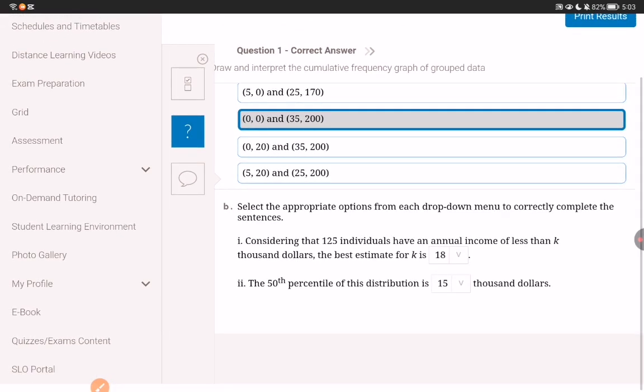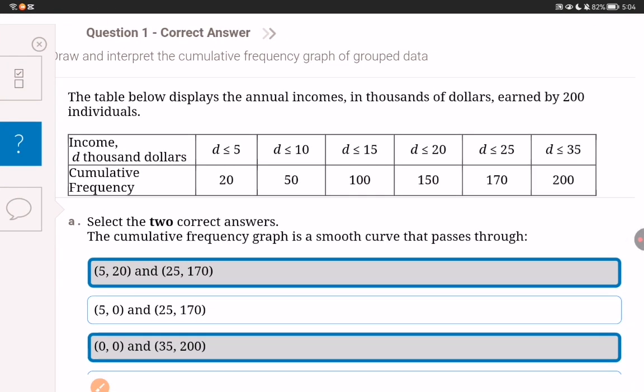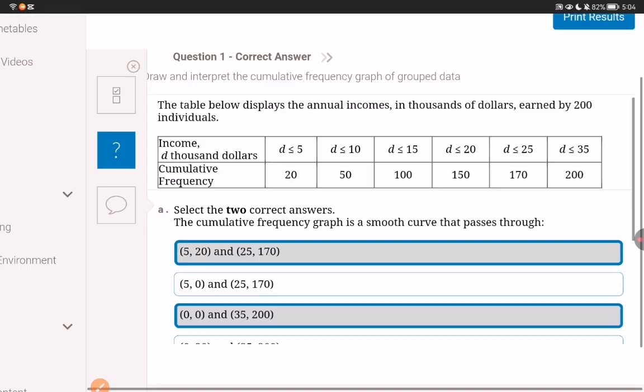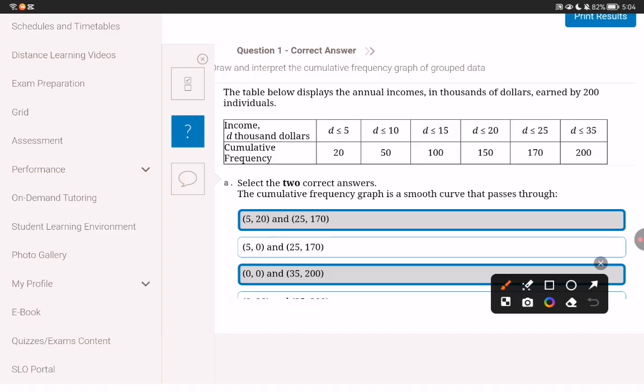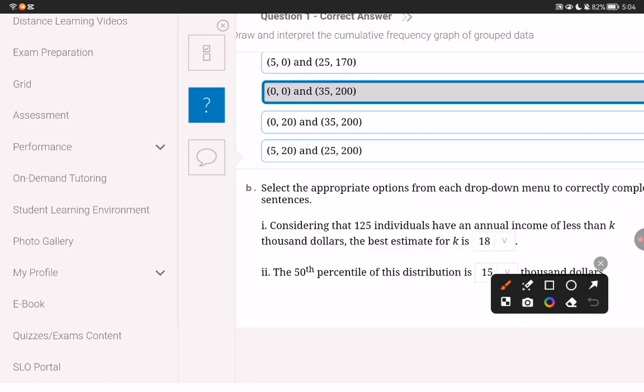So now, for this part of the question, you have to draw the cumulative frequency graph. So what I'm going to do, because I can't keep scrolling up and down, I'm going to write the coordinates down in my notebook so that I can draw the cumulative frequency graph and show you guys. So 25, 170 and 35, 200. So wait, let me scroll down, okay, because we're going to answer part B using the cumulative frequency graph.